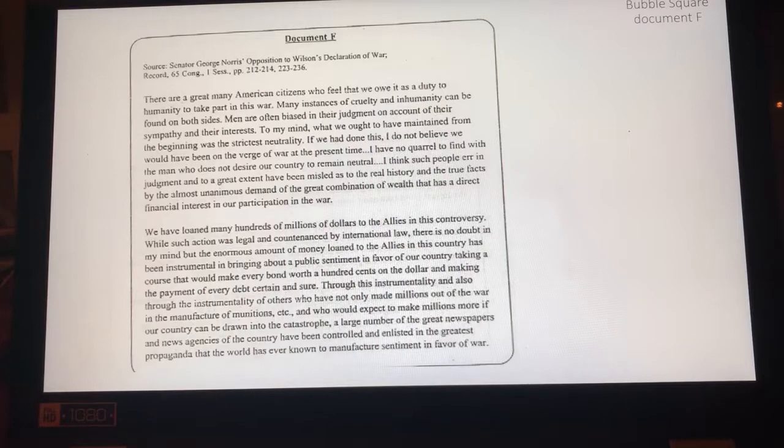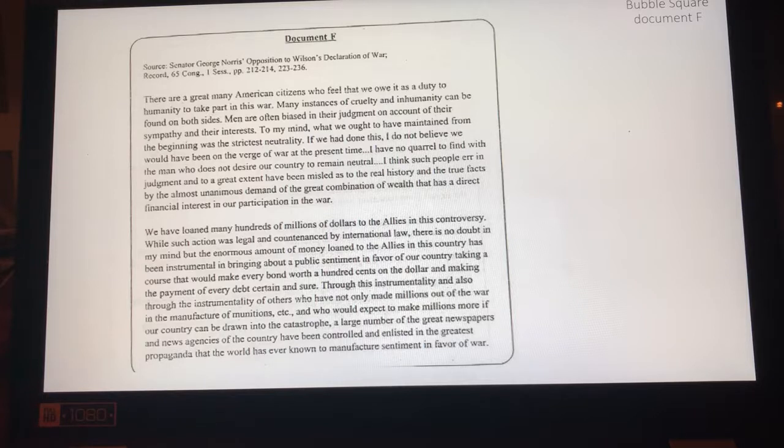We have loaned many hundreds of millions of dollars to the Allies in this controversy. While such an action was legal and countenanced by international law, there is no doubt in my mind but the enormous amount of money loaned to the Allies in this country has been instrumental in bringing about the public sentiment in favor of our country taking a course that would make every bond worth 100 cents on the dollar and making payment for every debt certain and sure. So he's saying people are going to profit off this money, right?